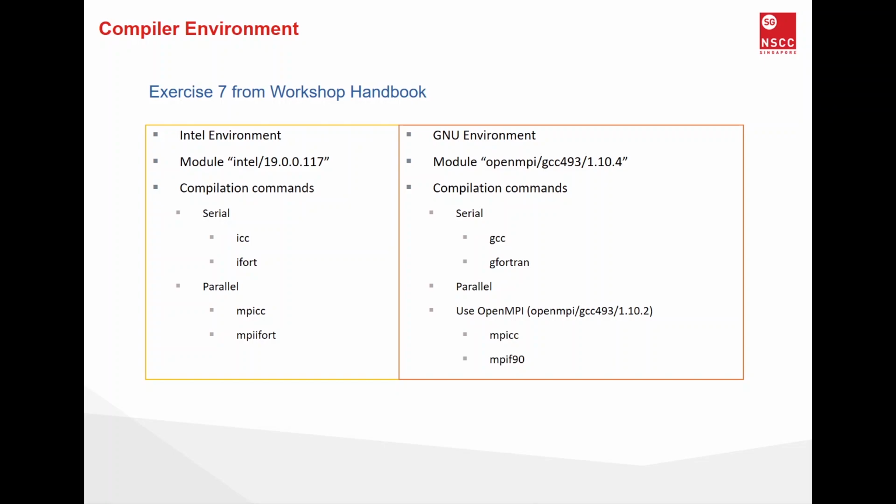In the GNU environment, we have OpenMPI with GCC 4.9.3 and OpenMPI 1.10.4 as an example. For the compilation commands for serial, we use gcc and gfortran. For parallel compilers, we use the mpicc and mpif90 commands. Basically, MPI here is for programs that are capable of, or have code to run, parallelization across multiple nodes. MPI compilation will be helpful there.